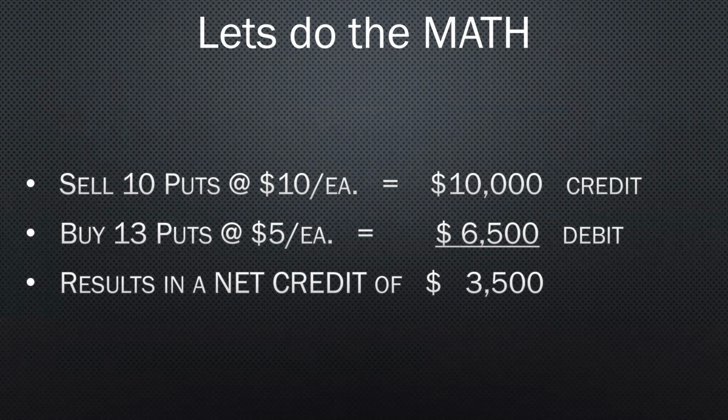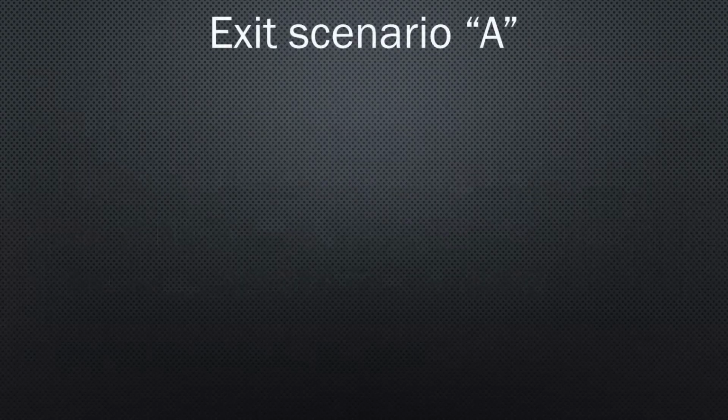We would never, in any situation, hold on to these until the expiration of either of these. We'll be out of this trade before the 90-day long puts would expire. So we'll never actually see the entire $3,500, but that's what would come in, and that's the net credit after the debits.